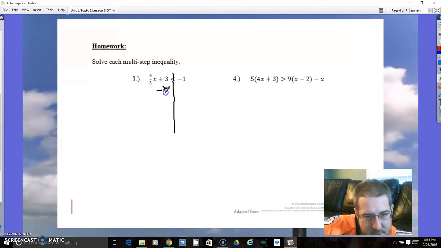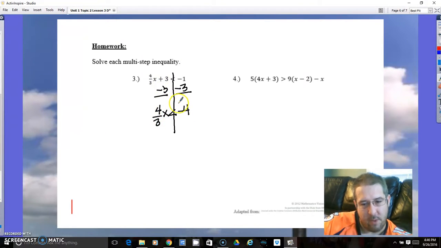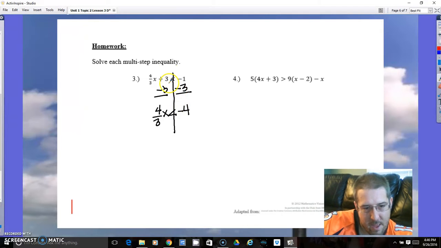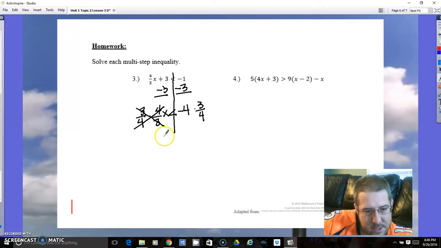First thing I'm going to do is subtract 3, get rid of that plus 3. That leaves me with 4/3 x is less than negative 4. And right now, x is being multiplied by 4/3. So I'm going to use something I haven't used a whole lot, which is the inverse property of multiplication, which means I'm going to multiply both sides by the reciprocal. Multiply both sides by 3/4. And these cancel, leaving me with just x. I'm not flipping the sign because I'm not multiplying by a negative.